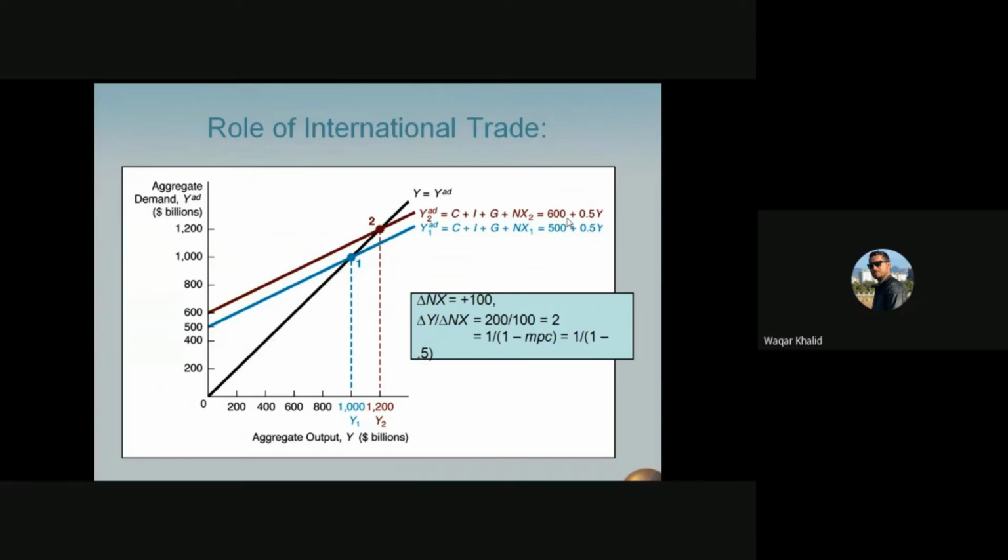In a summarized way, we can say that if there is an increase in net exports value, it will positively affect the aggregate demand. If change in NX is positive, for example $100, it means the aggregate output will increase twofold, or 2 times. Or simply we can say that if the value of net exports is positive, the value of output will increase.